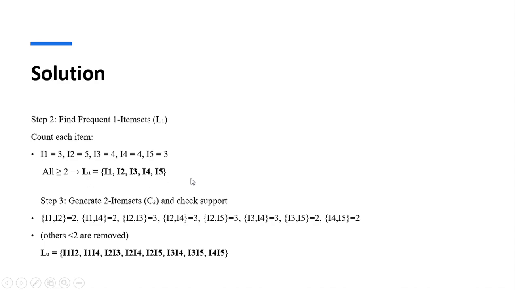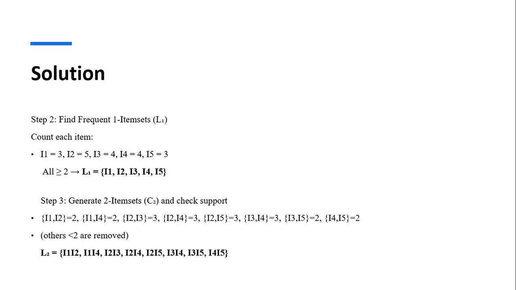Step 3, we will generate the second item set and we will check the support count. So let us generate the second item set. Second item set means now we will combine 2 items at a time and we will check what the support count is.